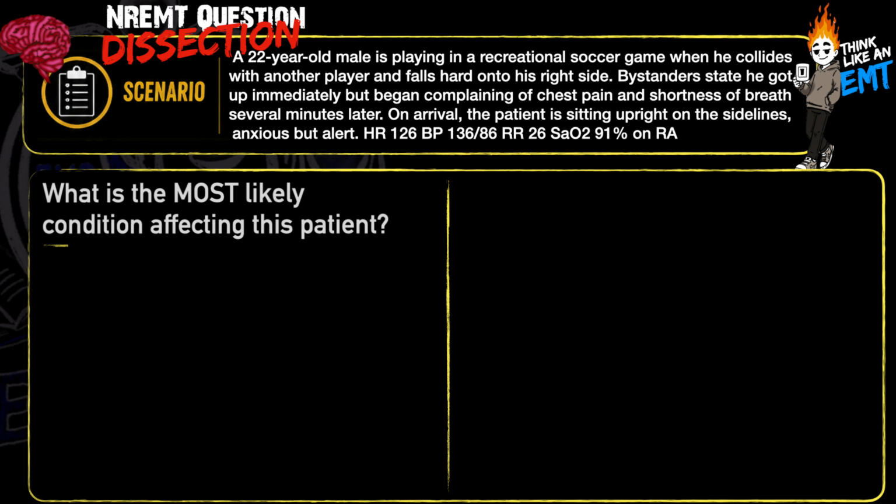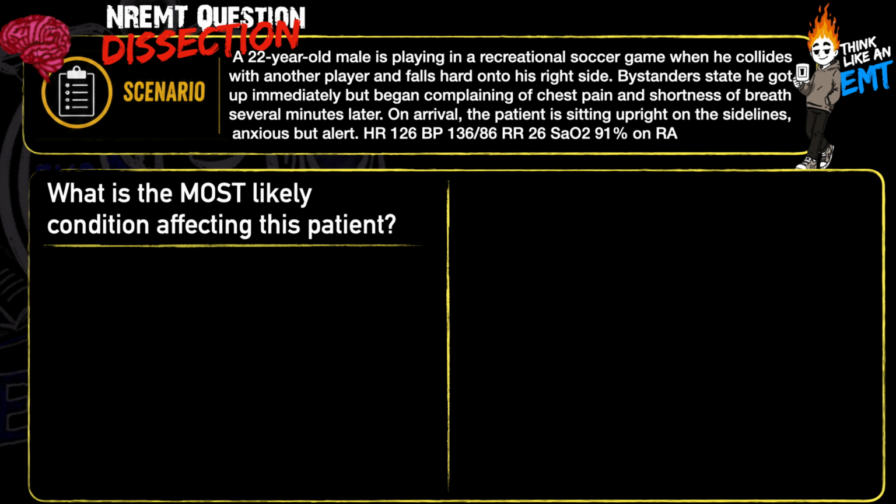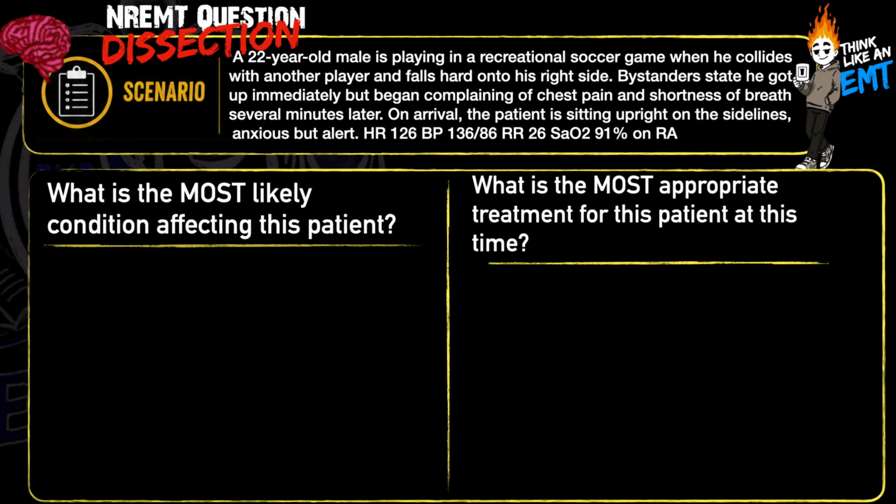Let's pull two questions from the scenario, but I'm not going to give you the answers yet because I want you to try to figure it out without having the multiple choice. Question number one, what is the most likely condition affecting this patient? What do you guys think? And question number two, what's the most appropriate treatment for this patient at this time? Now let's look at those answers.